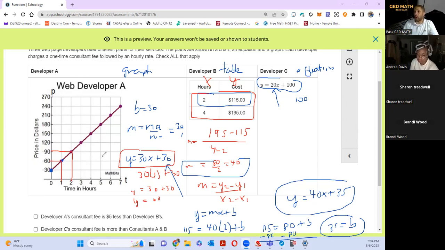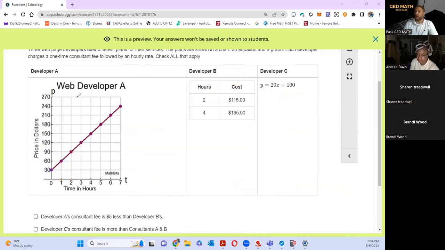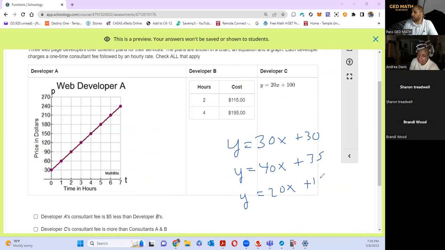So let's put all our equations down. Let me write all the equations on the side. Let me clear this out, it's a little convoluted here. My first equation was y equals 30x plus 30. My second equation was y equals 40x plus 35. My third equation is y equals 20x plus 100.